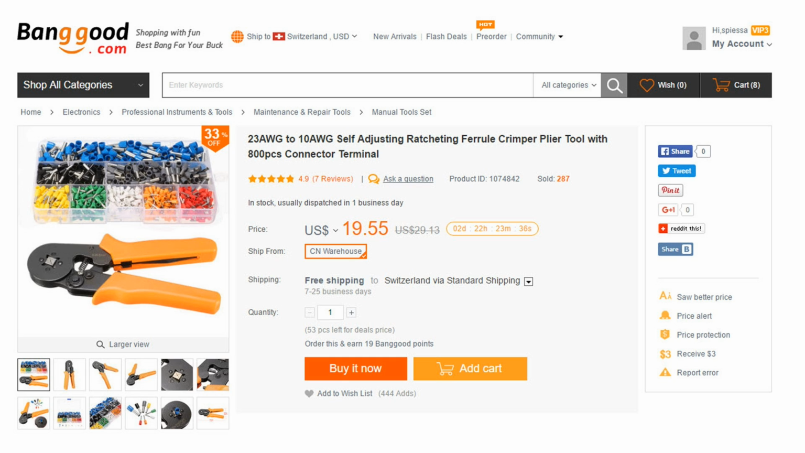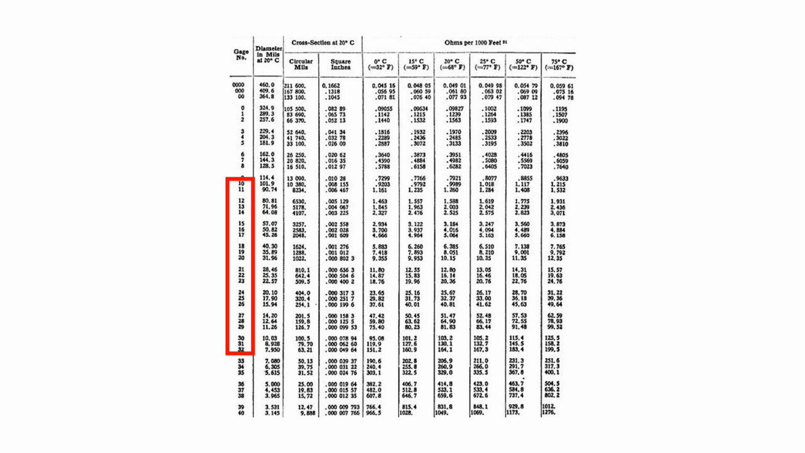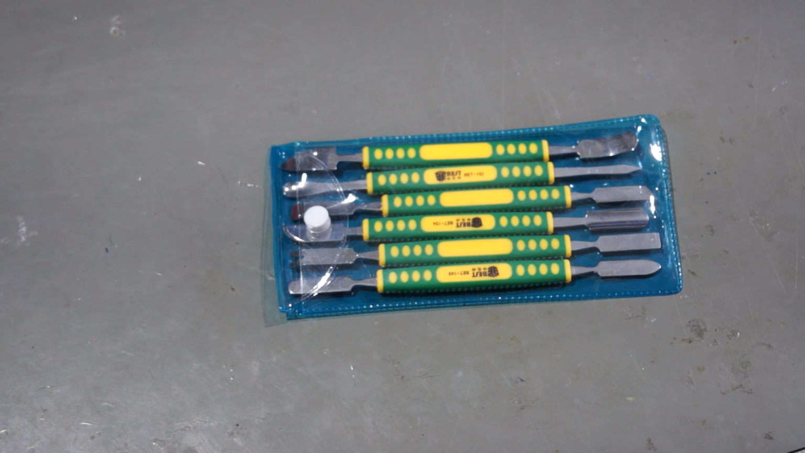By the way, you know that I'm Swiss and I like the metric system. But for stranded wires, I adapted the American AWG system, because it is easier to keep in memory than the European square millimeter system. Let's stick with the real tools.